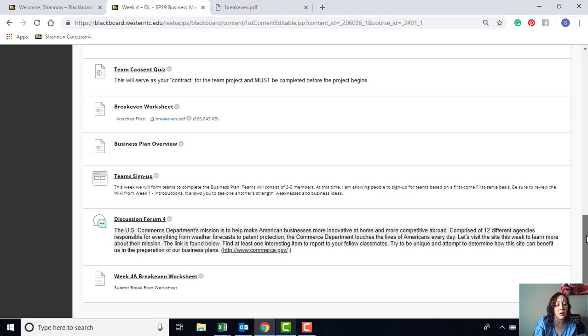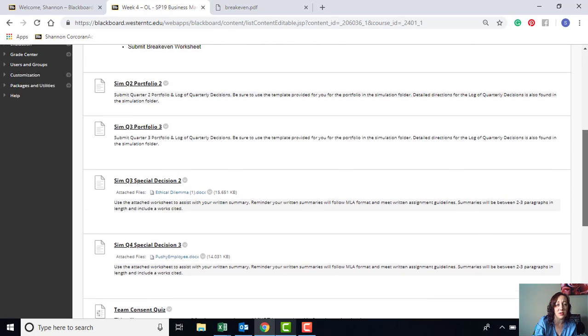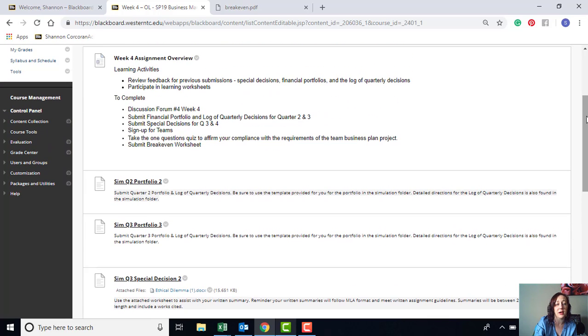So the break-even worksheet should be pretty easy for most of you this week. I feel confident on that one. Other decisions you need to make: you do need to make your quarter 3 and quarter 4 decisions. Quarter 3 is due by Friday, and your quarter 4 will be due by Monday at 11:59 p.m.